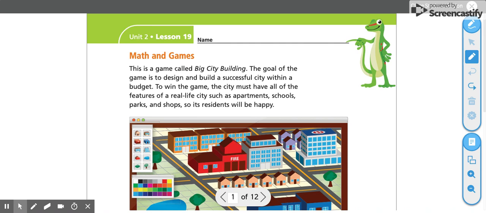This is Mrs. Naslin, and today we'll be doing Unit 2, Lesson 19, Focus on Problem Solving. We will be focusing on problem solving using multiplication.